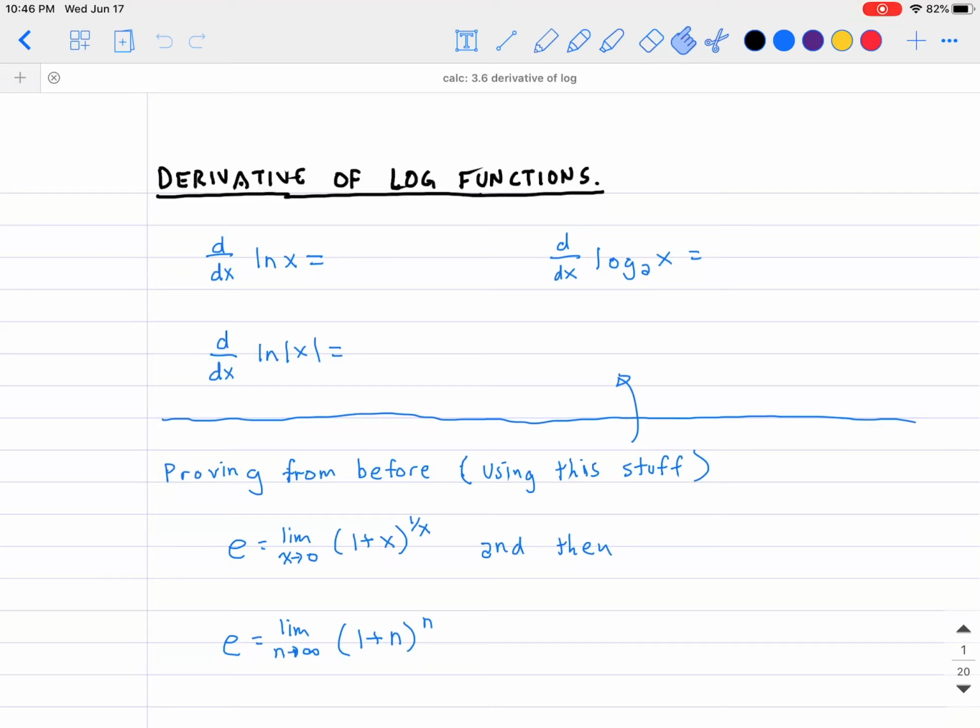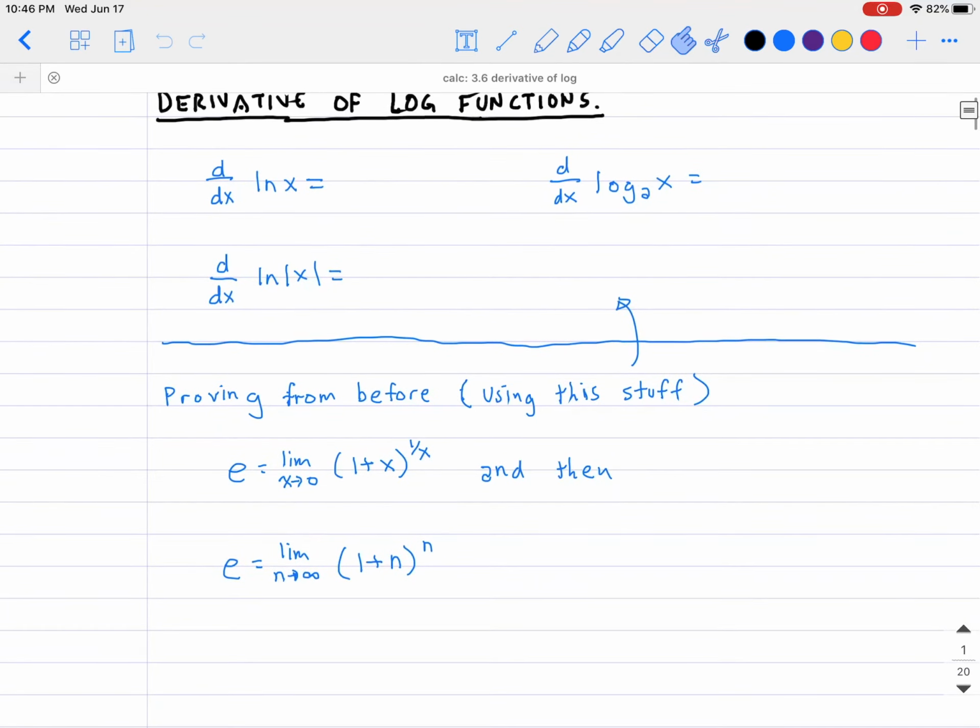So today we're going to be talking about how to find the derivative of the following log functions. You can see right there: what is the derivative of natural log of x, what is the derivative of log base a of x, and finally what is the derivative of natural log of absolute value of x. So we're going to be proving those.